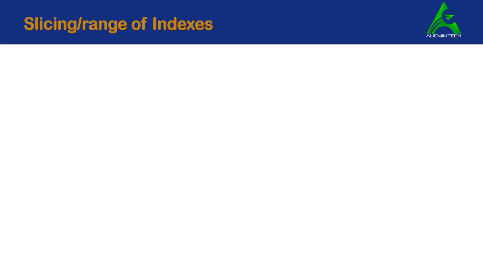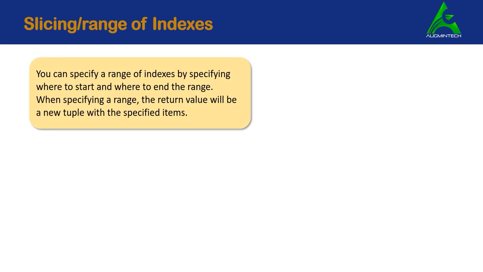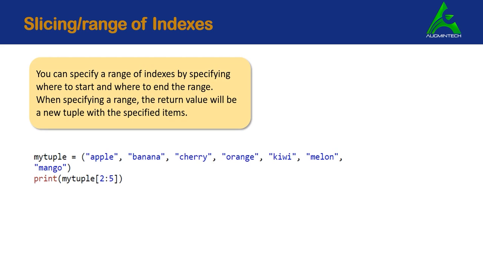Now let's see how to perform slicing, or range of indexes, in tuples. You can specify a range of indexes by specifying where to start and where to end the range. When specifying a range, the returned value will be a new tuple with the specified elements. Using indexing, we can print one single element from the tuple. Using slicing, we can print multiple elements or items from the tuple. There we go. This is going to print elements from index position 2 to 5, inclusive of 2 and exclusive of 5. It means it is going to print index positions 2, 3, 4 and not index position 5.